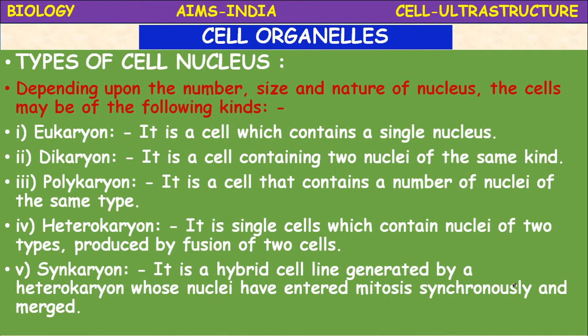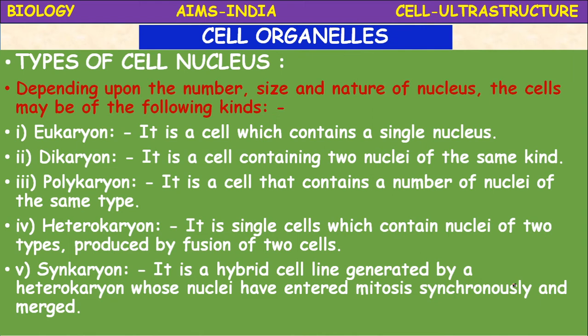Synkaryon, another one. What is a synkaryon? It is a hybrid cell. It is a hybrid cell line generated by a heterokaryon whose nuclei have entered mitosis synchronously and merged. Merged means together. A karyon formed by the fusion of two nuclei is called a synkaryon. Okay, a nucleus formed by the fusion of two different nuclei. It is the product of heterokaryon fusion.